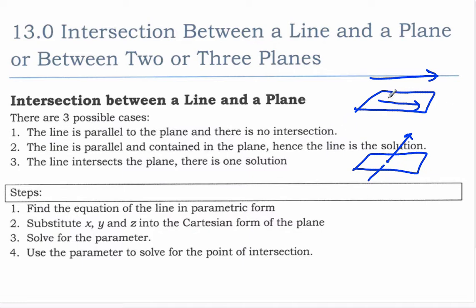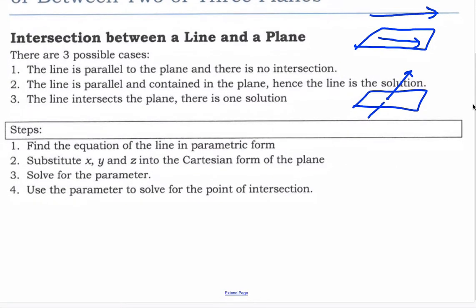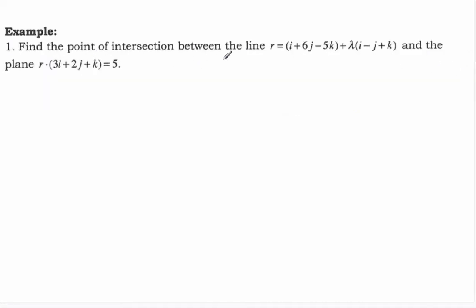The first two are pretty easy to discover because the direction vector of the line is going to be the same as with the plane. Okay? Or if you have the normal, you could dot product the normal with the direction vector of the line, and you get 0, and then you know they're perpendicular. Okay, so the third one is what we're interested in. When a line intersects a plane, there's one solution right here. And we're going to do an example like that.